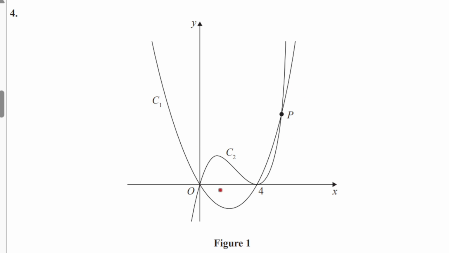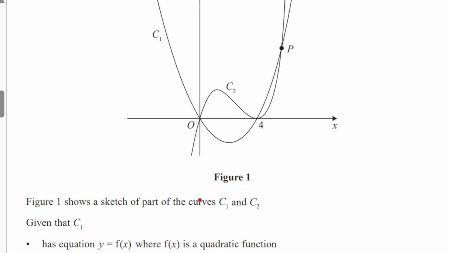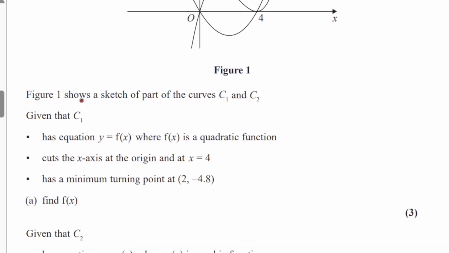They give you this strange looking shape. Okay, and they say Figure 1 shows a sketch of part of the curves C1 and C2. Given that C1 has equation y equals f of x, where f of x is a quadratic function. That's very important. It cuts the x-axis at the origin and x equals 4.